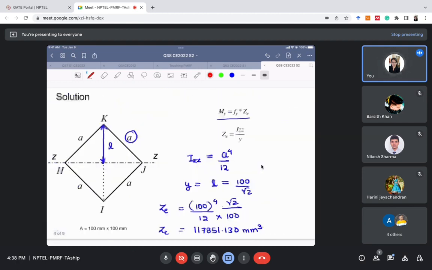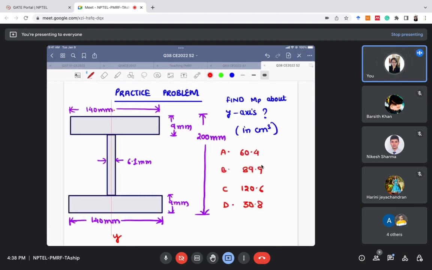Now this is a practice problem which is related to it. Please try to solve it. You need to use the same formula of Zp and Mp. You need to calculate the plastic moment capacity of this section about the y-axis. So you need to calculate the plastic moment capacity about this y-axis. The dimensions are given to you.